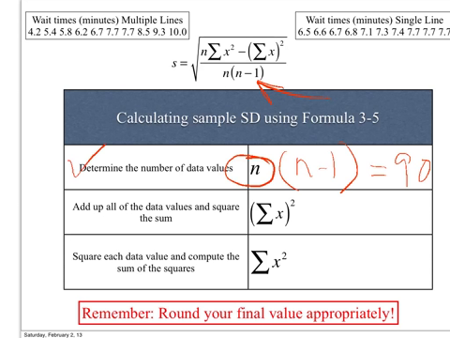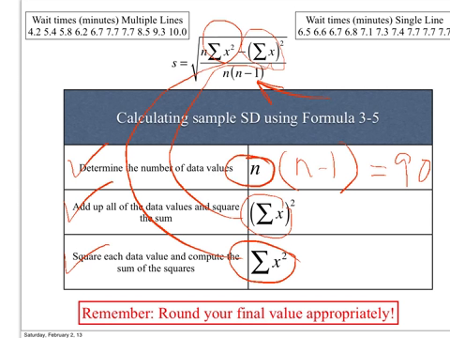The next thing you do is add up all the data values and square that sum. That's what this means right here: take all the data values, add them up, and square that sum. That's the sum of the data values squared. You also have to square each data value and compute the sum of the squares. So that's what this means, to add up the square of each data value. That's what this part of the formula is.